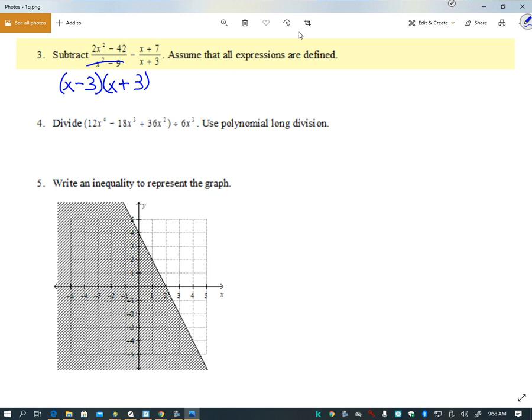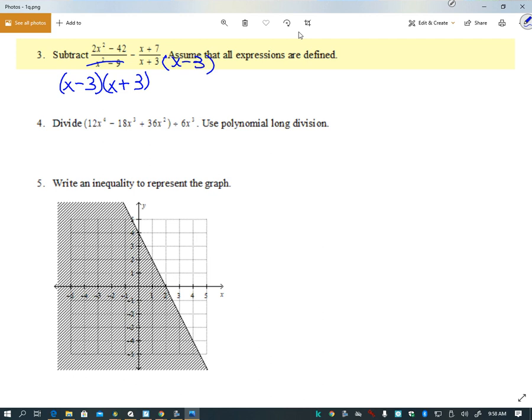Now, what do I need to multiply the right-hand side by to get that common denominator? Let's come across the way over here. How can I get a common denominator if one denominator is x minus 3 times x plus 3 and the other one is just x plus 3? Multiply by x minus 3 on the other side. Great. So we're going to multiply this by x minus 3.